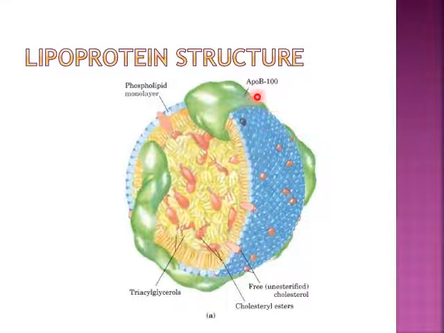For example, it is ApoB100. These are called apolipoprotein proteins, and so they are named as ApoB, for example, ApoC, ApoE, and etc.